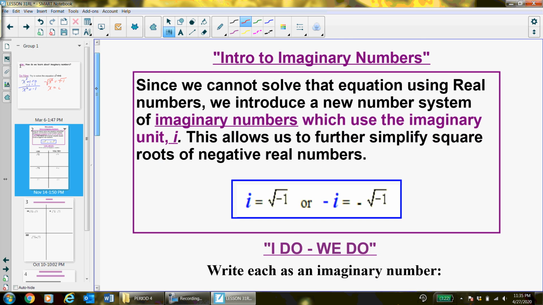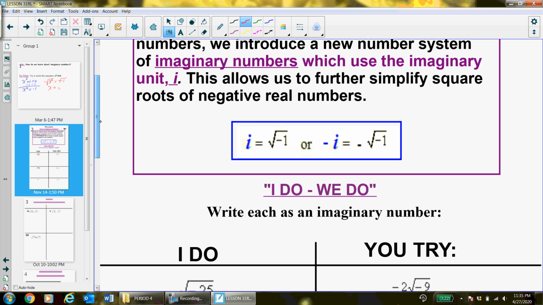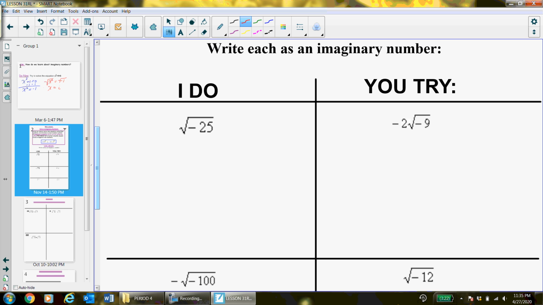Okay? So moving on, since we cannot solve that equation using real numbers, we're introducing a new number system of imaginary numbers, which use the imaginary unit i. This allows us to further simplify square roots of negative real numbers, right? Which is what we just did in the do now. Okay. So I'm going to do the left 3 questions, and you're going to do the right 3 questions for classwork. Take a picture with your name on it and lesson 31 on the top, and upload it to Classroom.